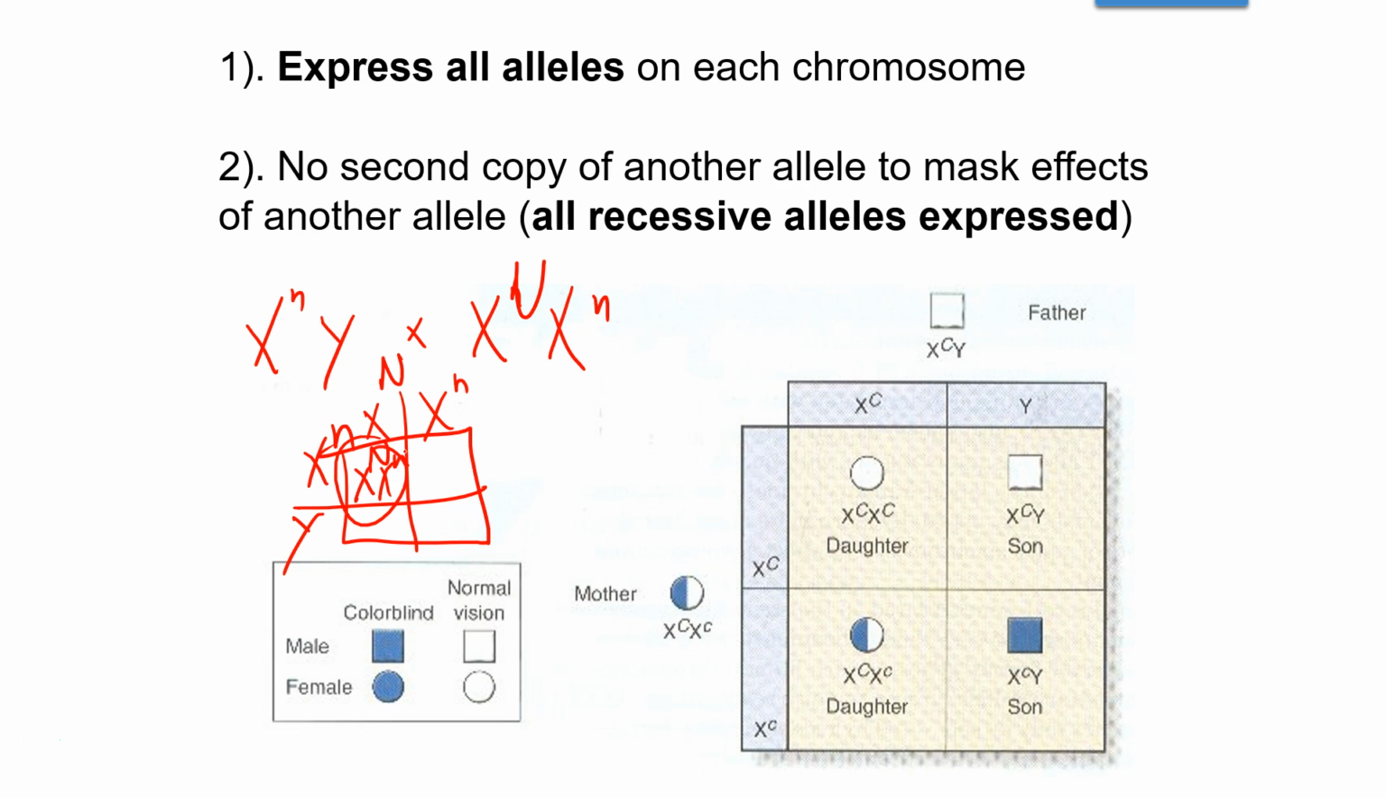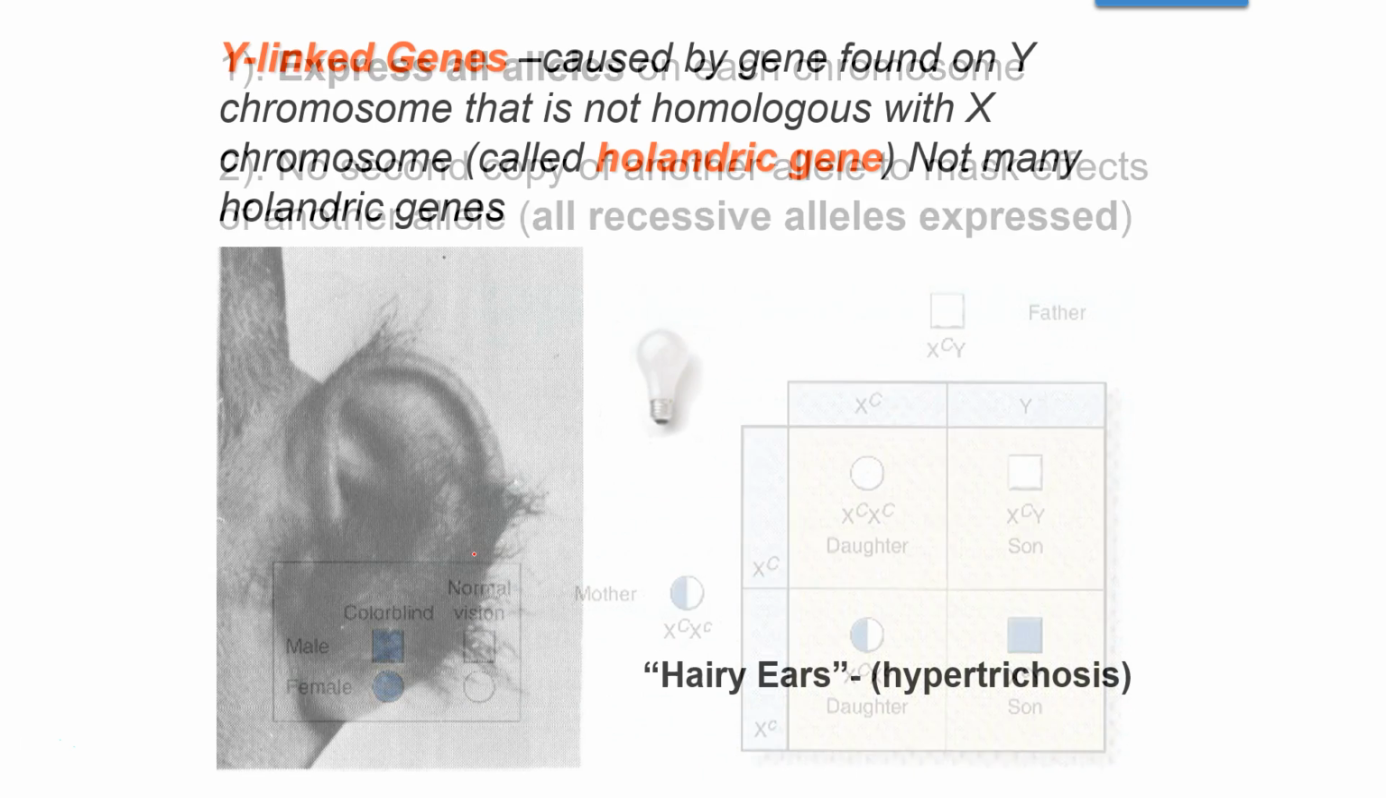There you go. So we've got female carrier, and right here, this is where you're going to get your female colorblind. Half of the males are going to be normal, and the other half are going to be colorblind.